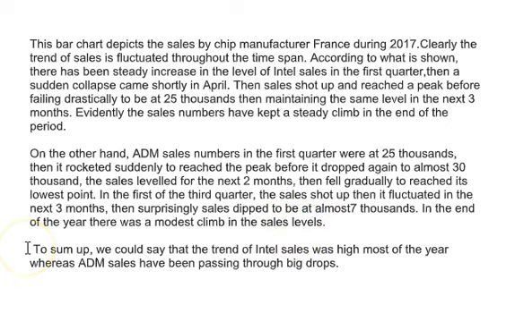Let's just look at your conclusion. So to sum up, we could say that the trend of Intel sales was high most of the year. So here we could say that Intel sales were high most of the year, whereas ADM sales had big decreases. Okay. So it had big decreases.